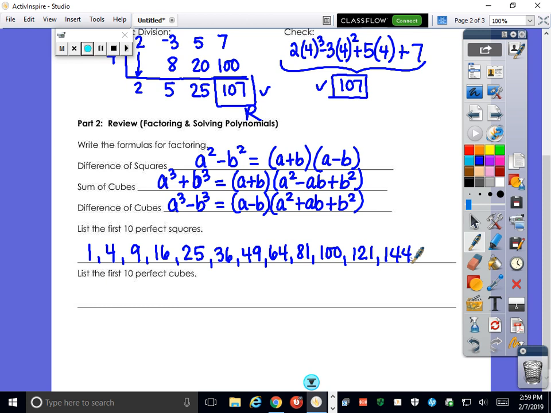The perfect cubes: 1, 8, 27, 64, 125, 216, 343, 512, 729, and 1,000.